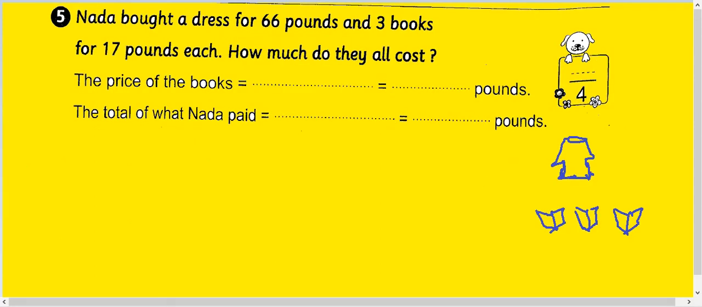Question 5, he said Nadia bought a dress for 66 pounds and 3 books for 17 pounds each. How much do they all cost? First he asked about the price of books. Here we have 3 books. The price of each one equals 17.